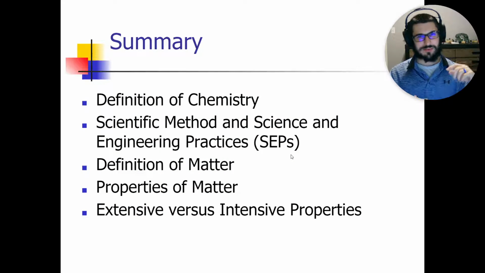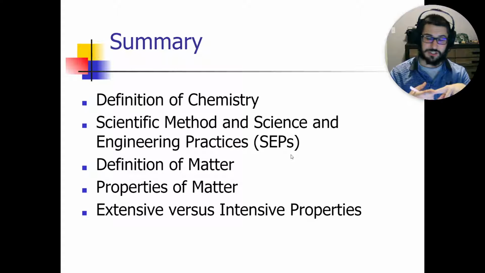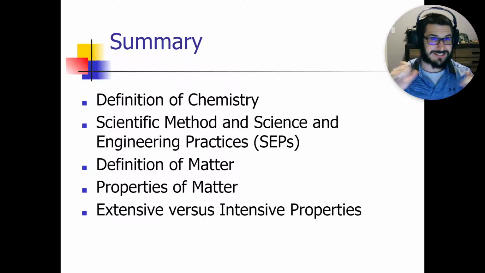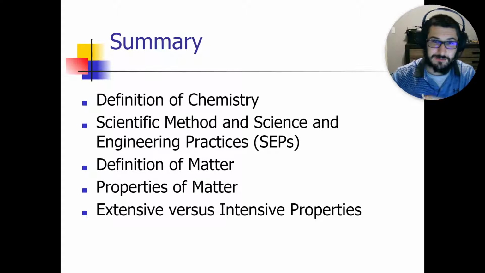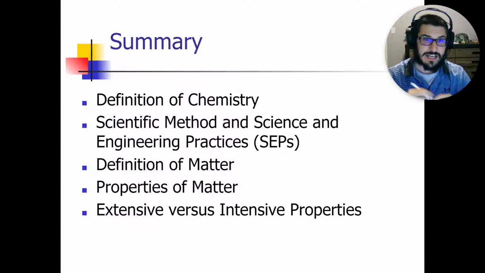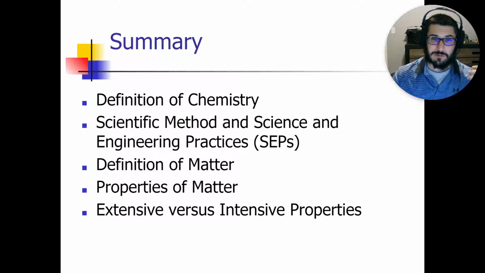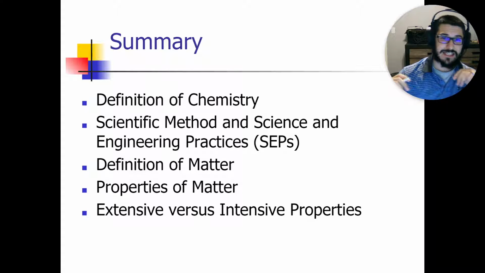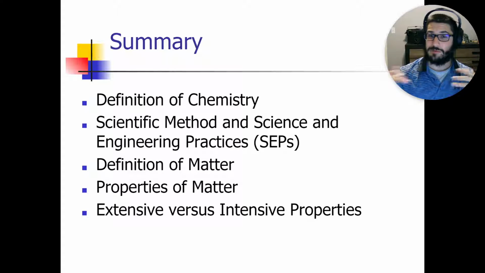So, summary: we've got the definition of science, definitions of chemistry, the scientific method, and science and engineering practices. You need to be able to know the different steps of the scientific method and the 8 science and engineering practices. Definition of matter, the properties of matter, and the different properties of each of the states of matter or phases of matter. And extensive versus intensive properties: you need to know what the difference between those are, as well as be able to recognize if a property is extensive or intensive.